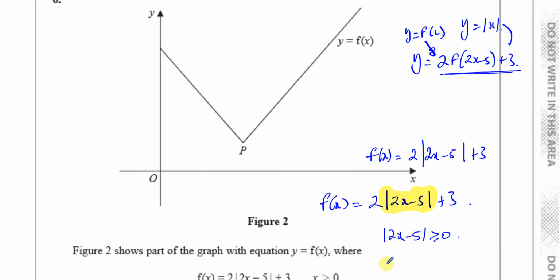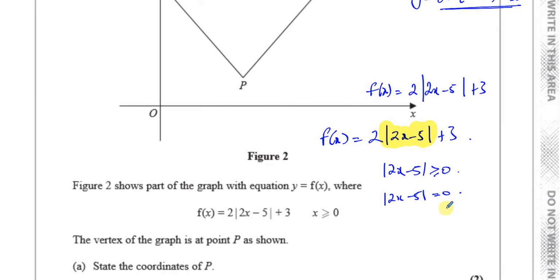So the lowest value this can ever have is when the modulus of 2x minus 5 is equal to 0, which is when what's inside becomes 0. So when 2x minus 5 is 0, x equals 5 over 2. So the x value of P is 2.5. And when the modulus becomes 0, you have 2 times 0 plus 3, which leaves the y coordinate of P.